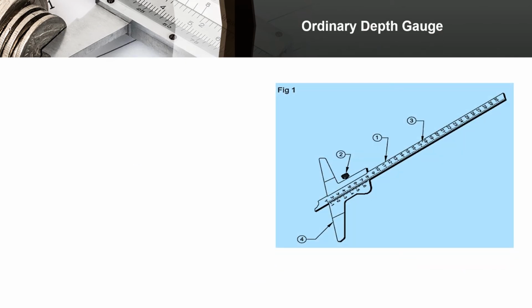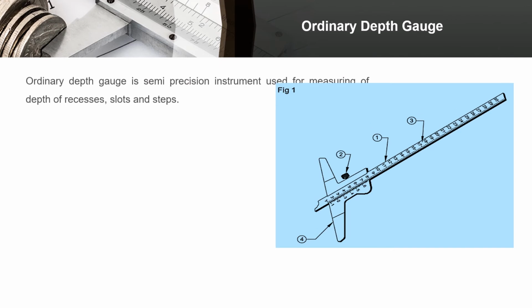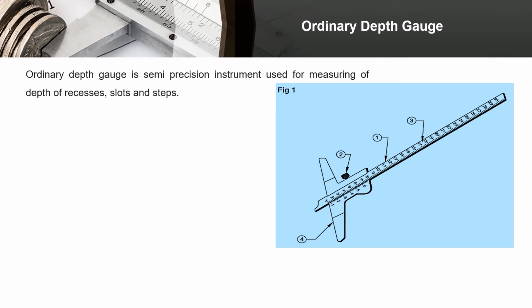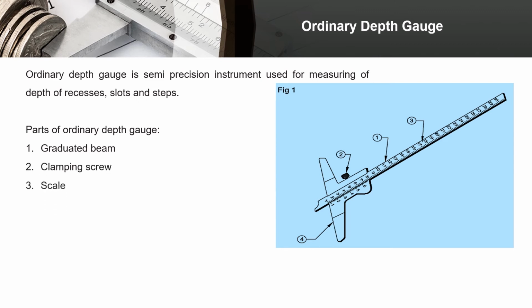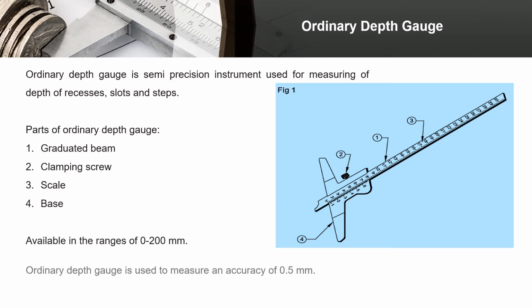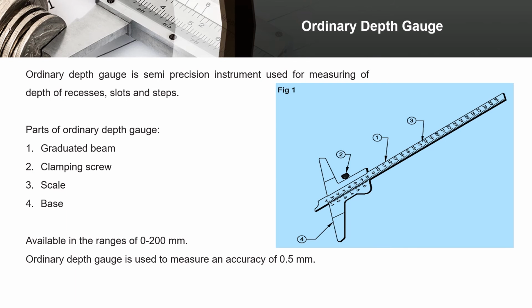Ordinary depth gauge. Ordinary depth gauge is a semi-precision instrument used for measuring the depth of recesses, slots and steps. Parts of ordinary depth gauge: graduated beam, clamping screw, scale, base. Available in the ranges of 0 to 200 mm. Ordinary depth gauge is used to measure with an accuracy of 0.5 mm.